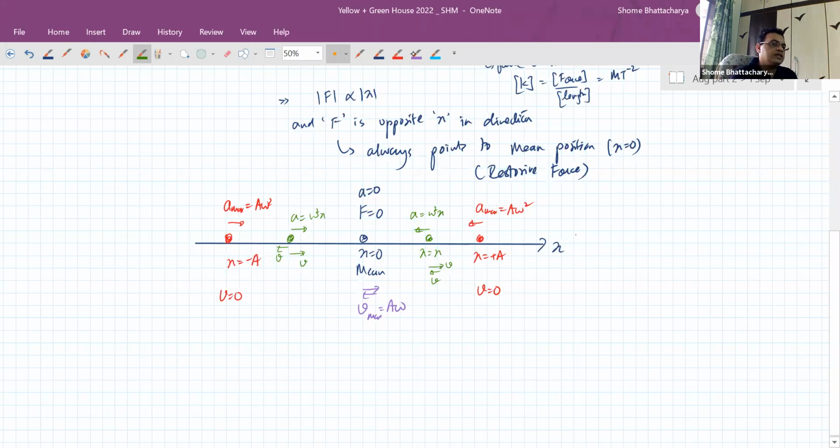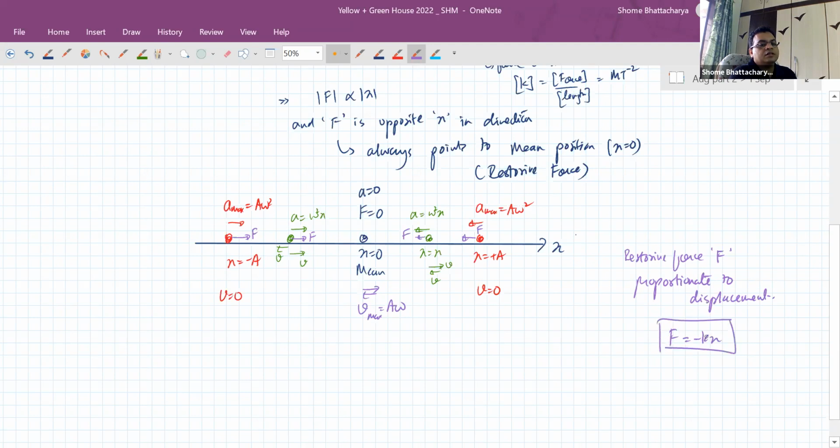So you can see that the net force is always restorative. Whichever part of the cycle the motion is in, there is a restorative force, just proportionate to displacement. So with proper sign convention, it becomes minus kx.